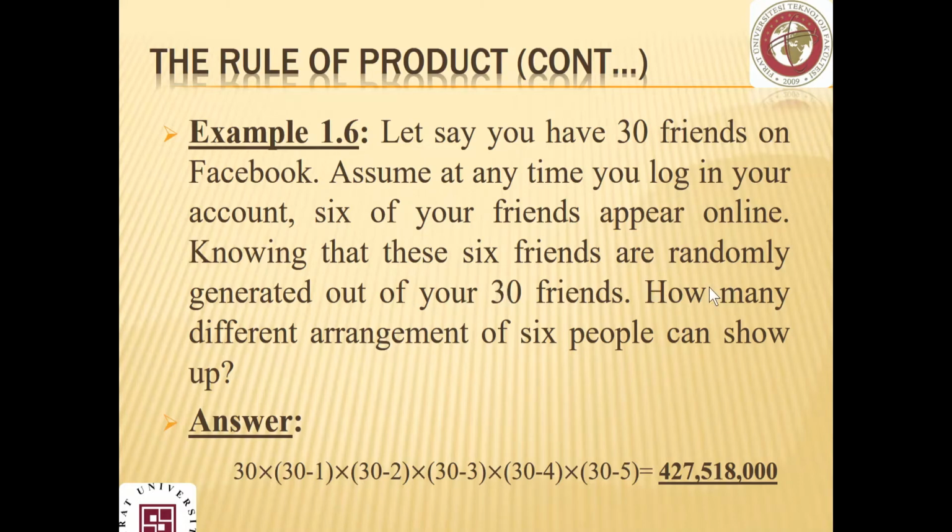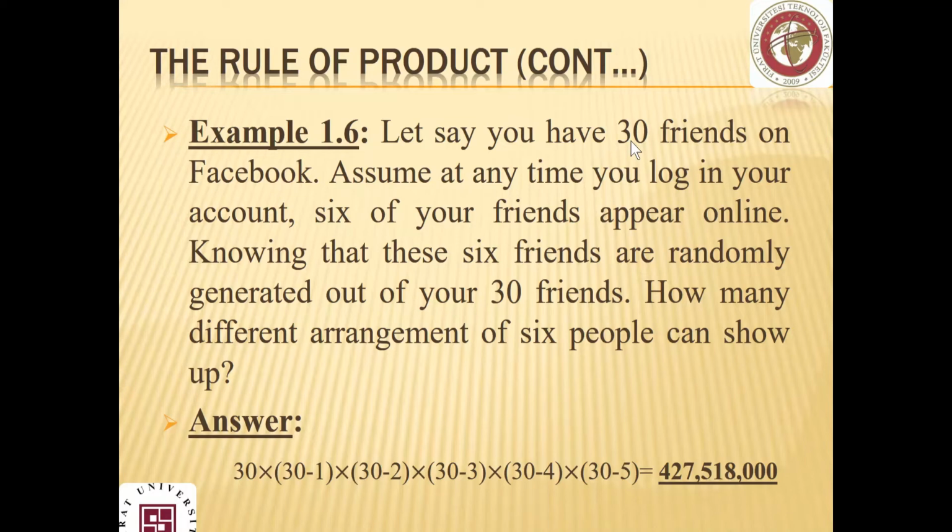These are randomly generated from the 30. In how many different arrangements of 6 people can show up? So we have 30, the total number of friends that you have, and each time you log in, you get 6 online. Now think about this easily. Let's explain it in a basic sense. We have 30 friends, and 6 of them appear online. I say 1, 2, 3, 4, 5, 6. I arrange them this way: friend number 1, number 2, number 3, number 4, number 5, number 6, and they are randomly generated. Each time, number 1 is not the same, it keeps changing.